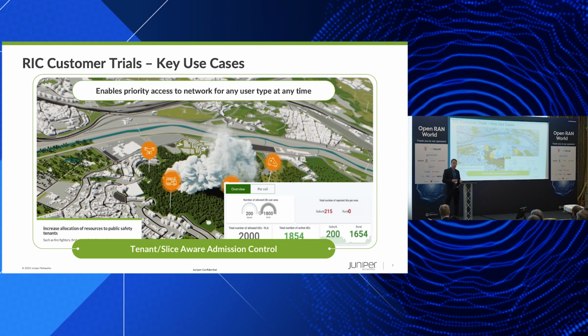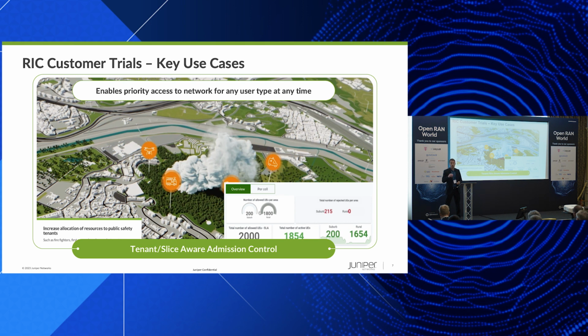Admission control is really about when a network is under provision, meaning that there's not enough resource to serve all the admission requests by the UEs, by the end users. So in this case, the network has to make a decision as to who is admitted on the network and who is rejected.